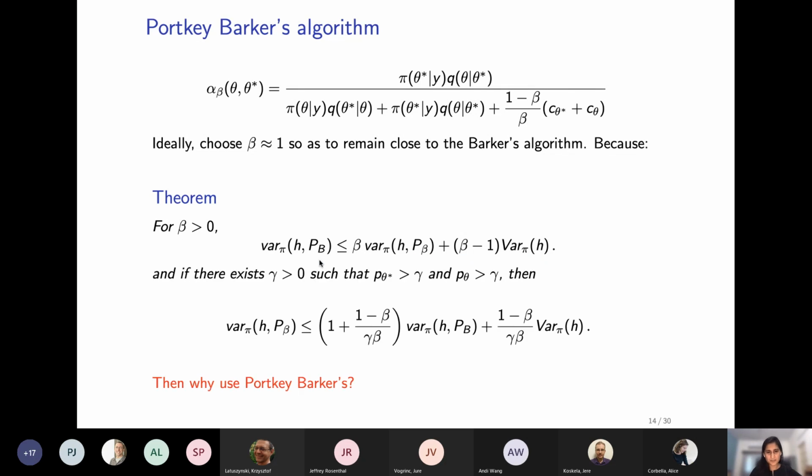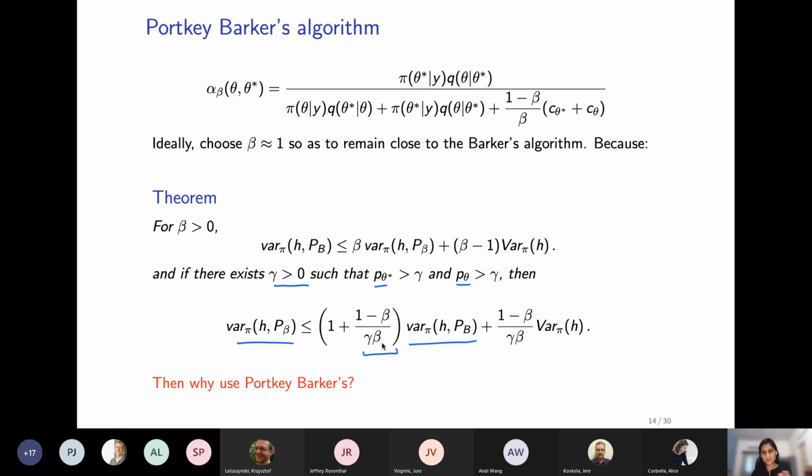In the other direction, we can also say something, again not terribly satisfactory, but something. So if there exists gamma greater than 0, such that both p(theta star) and p(theta) are bounded away from gamma, then the variance of the Portkey Barker's algorithm with beta is less than or equal to the Barker's algorithm plus a term that decreases if gamma is large. Okay? So if your p(theta) and p(theta star) are reasonably large, then there's going to be less loss in efficiency. But if they're small, you're going to start losing out on efficiency.